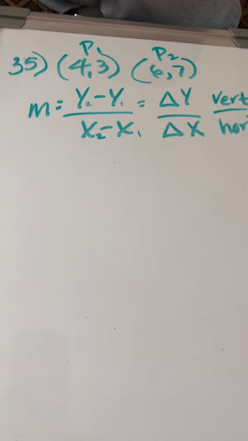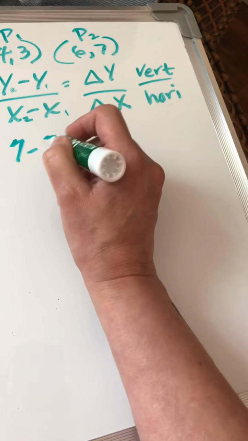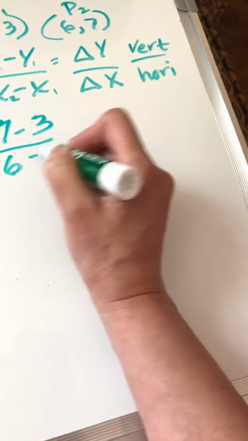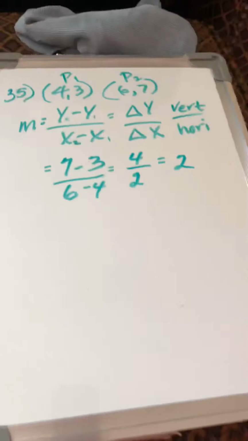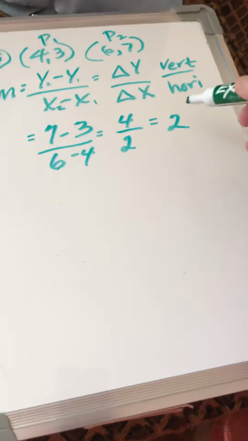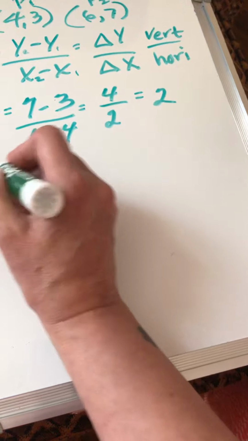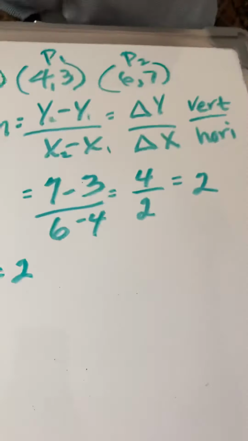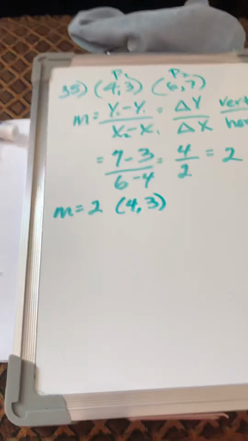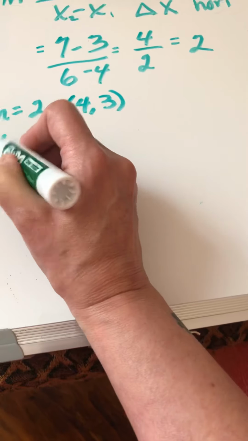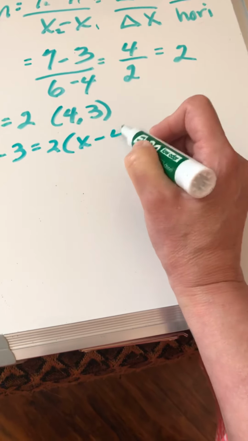All right, let's go. So let's go 7 minus 3, 6 minus 4. 7 minus 3 is 4, 6 minus 4 is 2, 4 divided by 2 is 2. And now this is cool. So now we're going to use this information and do a similar problem that we had before. So now I have that the slope is 2. I'm going to choose one of the points. And once again, you can either go point slope, we'll do that. Let's do y minus y1 is the slope times x minus x1.